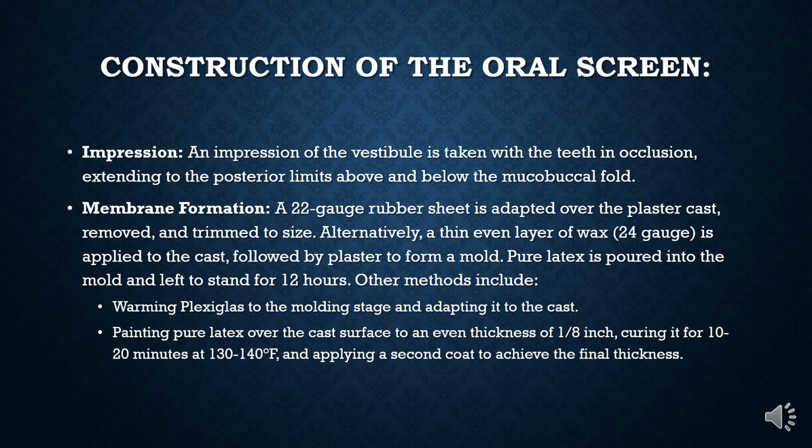Alternatively, a thin, even layer of wax of 24-gauge thickness is applied to the cast, followed by plaster to form a mold. Pure latex is poured into this mold and left to stand for 12 hours. Other methods include warming plexiglass to the molding stage and adapting it to the cast, and painting pure latex over the cast surface to an even thickness of 1/8 inch, curing it for 10 to 20 minutes at 130 to 140 degrees Fahrenheit, and applying a second coat to achieve the final thickness.